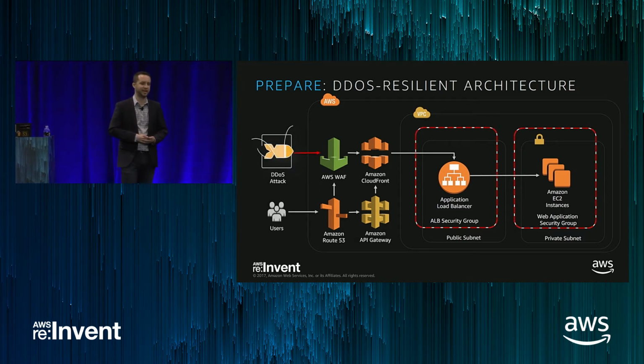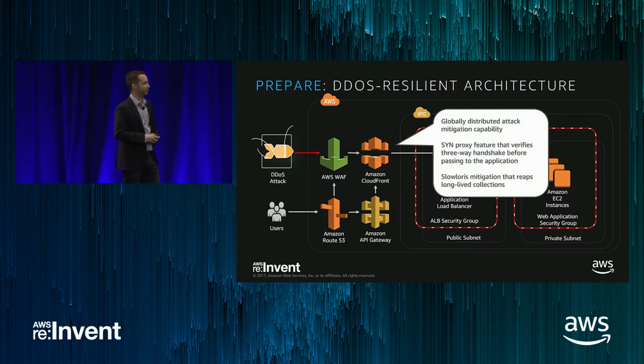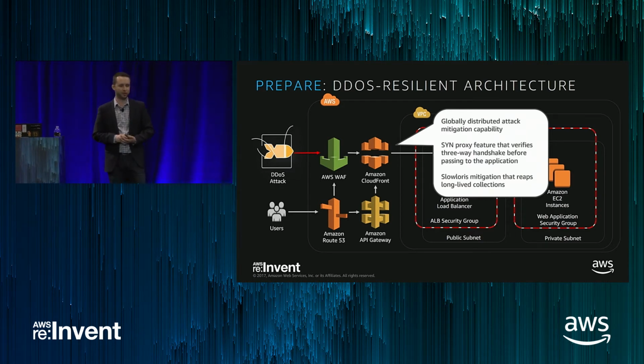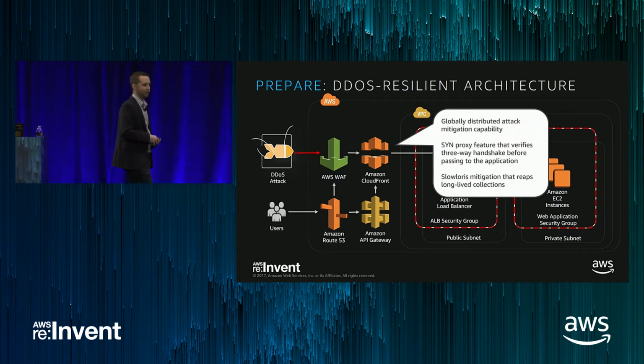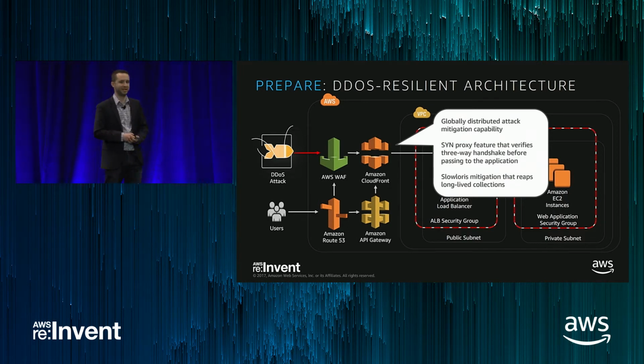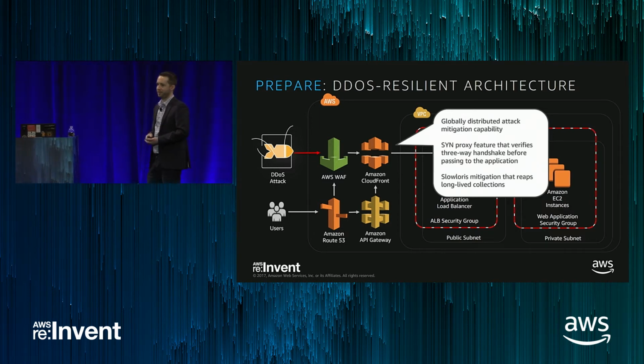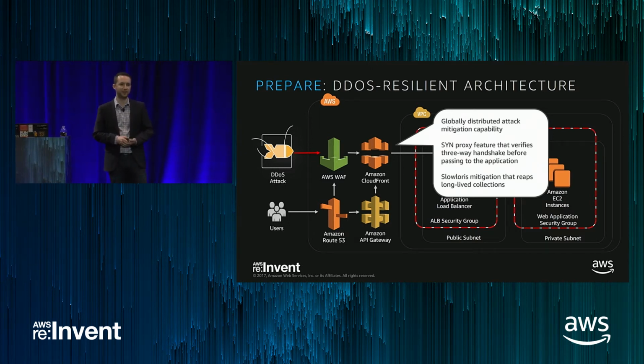So when there is a DDoS attack, here are some of the key capabilities that you can expect. With CloudFront, you get a globally distributed attack mitigation capability. You get a SYN proxy that verifies the three-way handshake before passing a connection onto the application, to make sure that it's legitimate before the CloudFront service tries to process it. And lastly, you get a slow loris mitigation that reaps long-lived connections. If a connection's open for too long, and we believe that it's potentially a DDoS bot, we're going to close down that connection. But we're going to do this in such a way that it first closes down the ones that are most likely to be DDoS bots and holds open those good, valid connections.